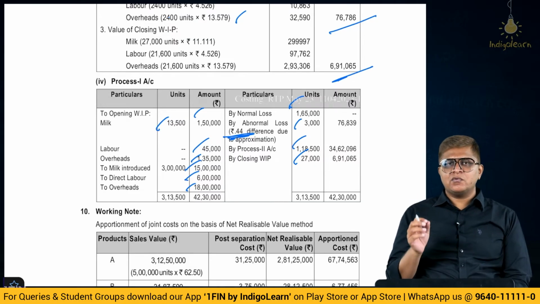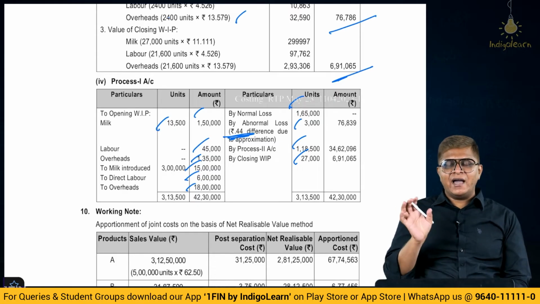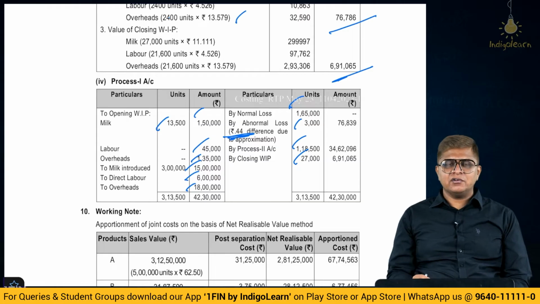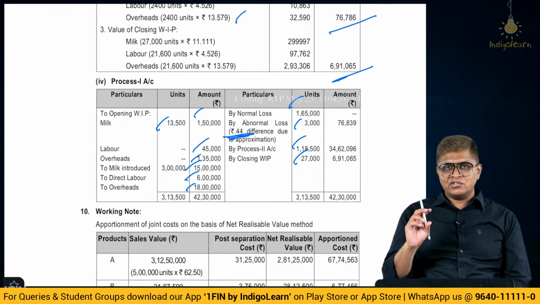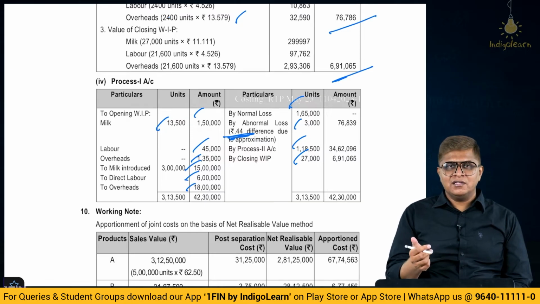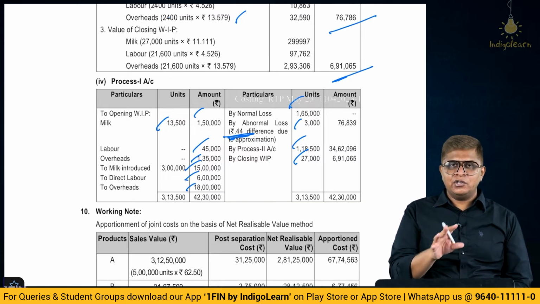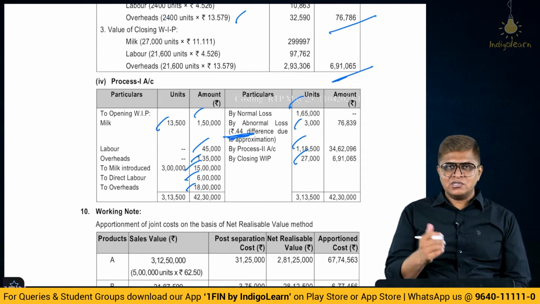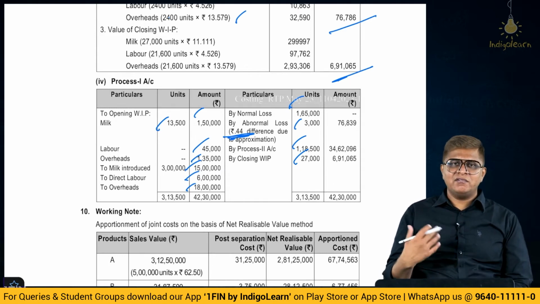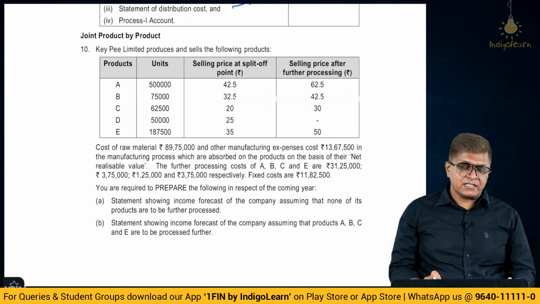Now, here in this question, what was tricky? The tricky part is understanding that we have to use the average method for calculation of equivalent units. The calculation of equivalent units will change if the question had asked us to do FIFO. So, we will say, okay, in opening stock we have completed something, during the year we have completed something, and in closing stock we have completed something. Based on that, we will have to calculate the equivalent number of units. Let's look at the next question.